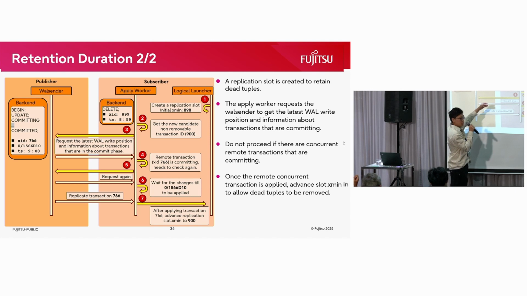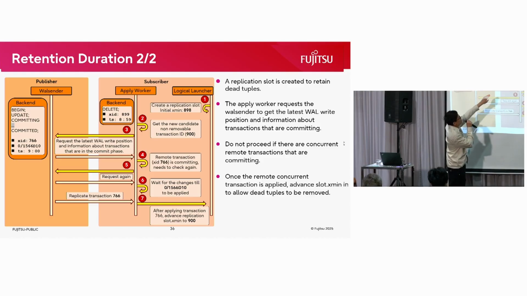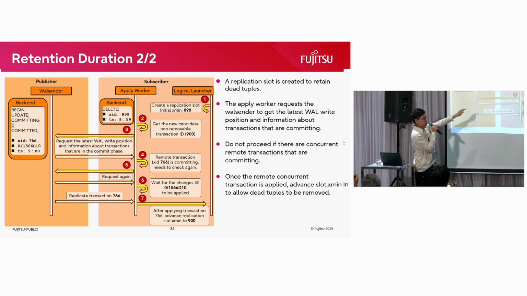This step is used to achieve the concept I mentioned earlier: the dead tuples should be retained before applying and flushing all the concurrent transactions. So in this example, in step 3, it found that there is a running transaction on the publisher and it is committing. So in step 4, it cannot directly advance. It needs to wait for this running transaction to finish. So it requests again in step 5.